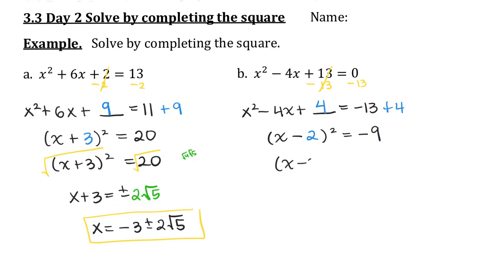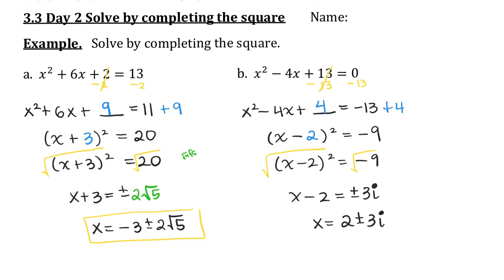Okay, now I'm going to go ahead and solve using square root. So x minus 2 equals, the square root of negative 9 is imaginary. The square root of 9 is 3. So this is going to be plus or minus 3i. And then I'm going to add the 2 to the other side. So positive 2 plus or minus 3i. And that's standard form, so that's the best way to write it. The real plus the imaginary.